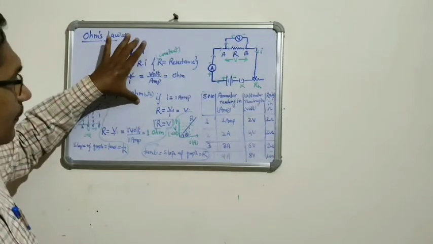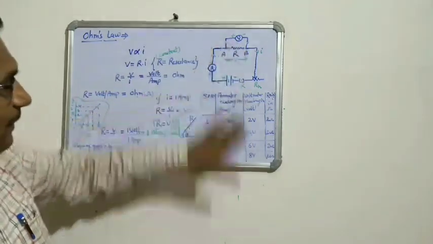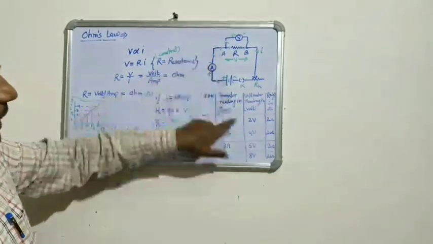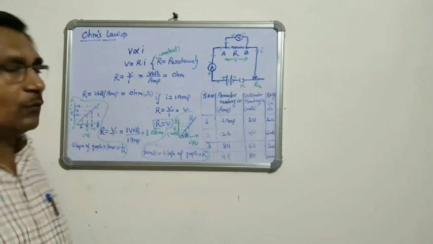This is the statement of Ohm's law, and this is the experimental circuit diagram of Ohm's law, and this is the experimental verification of Ohm's law.